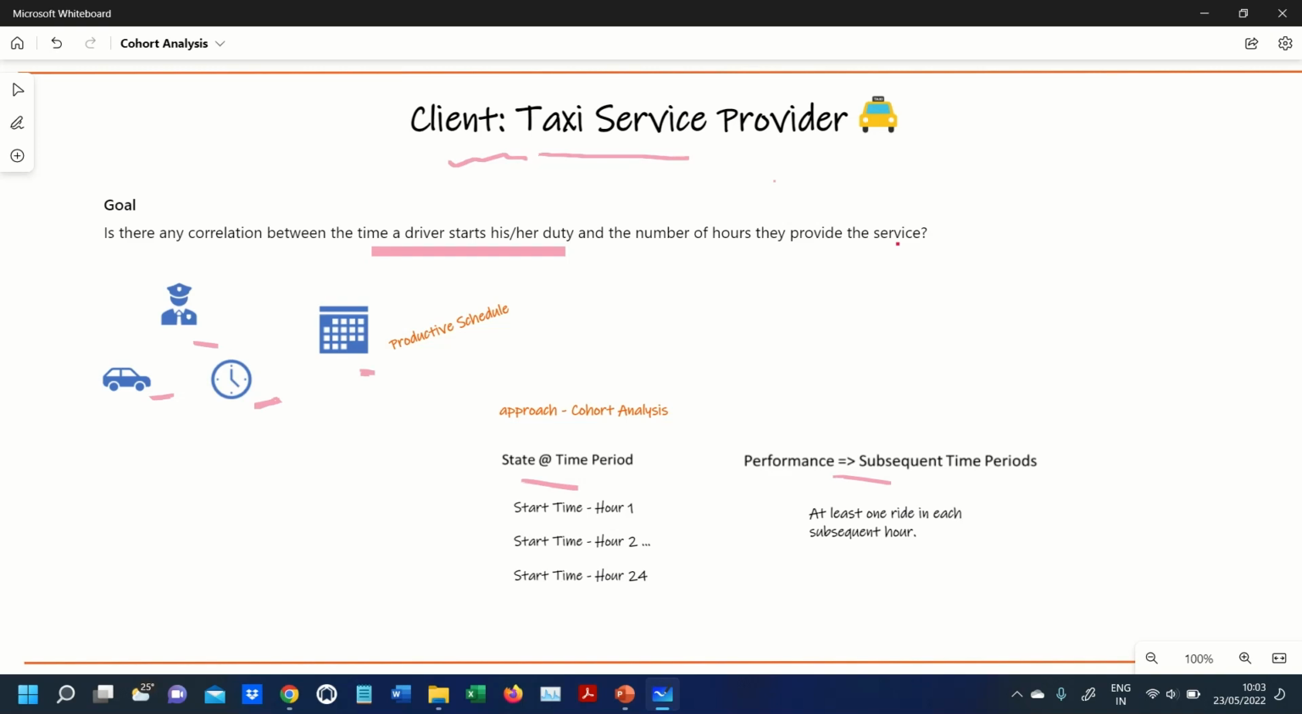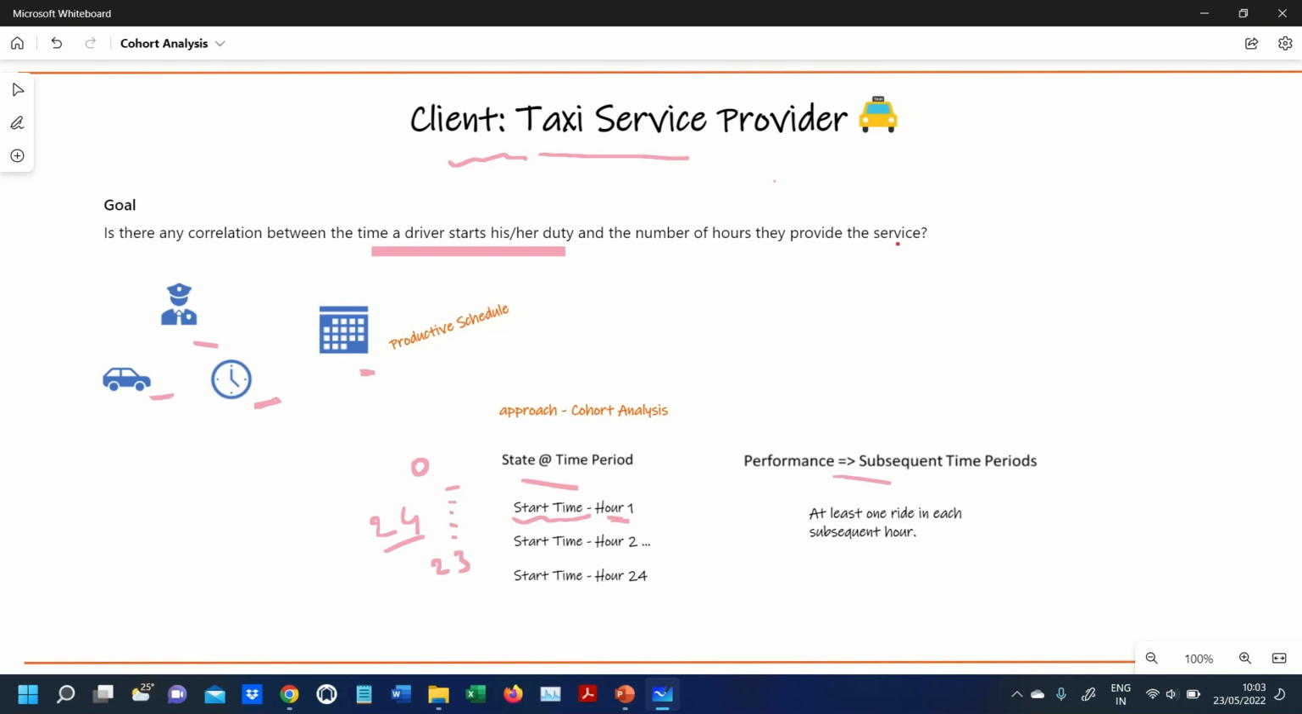the state is the start time. The start time is when the duty has started in a day, starting from midnight. So midnight, 0 hour, maybe we can call it 12 a.m., to the 23rd hour. So when did a particular driver start his or her duty? That's the start time in a particular hour. So these are all the cohorts, 24 cohorts that we need to have in this analysis.